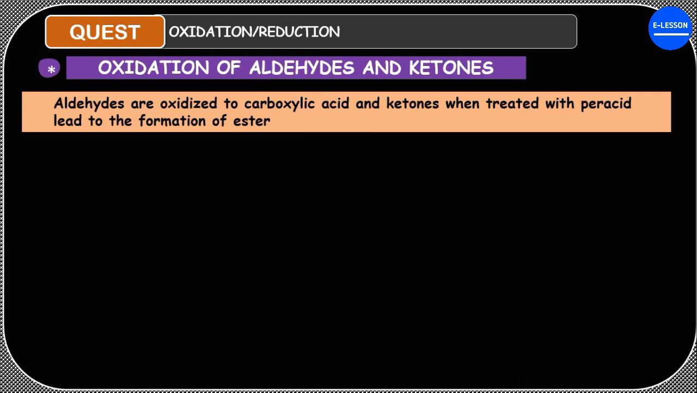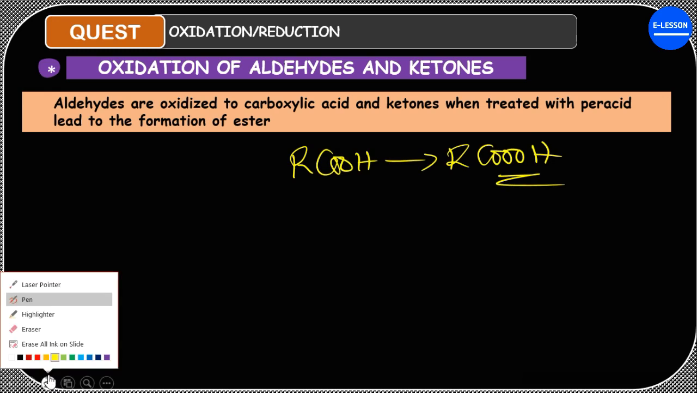Now aldehydes are oxidized to carboxylic acid. I've said this before. And ketones, when treated with peracid, lead to the formation of esters. Now normally ketones are not oxidized. That's what I said. But if ketones are treated with peracid, you know what peracids are, right? Those carboxylic acids that have more than the required number of oxygen. For instance, this acetic acid, which is RCOOOH. Now, this is the peracid of acetic acid, which we call peracetic acid. Is that not so?